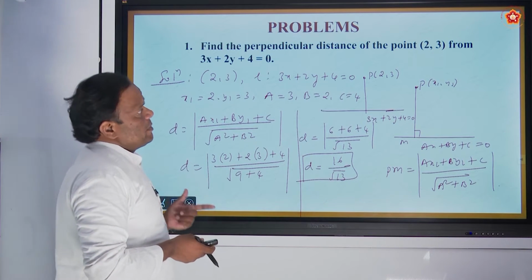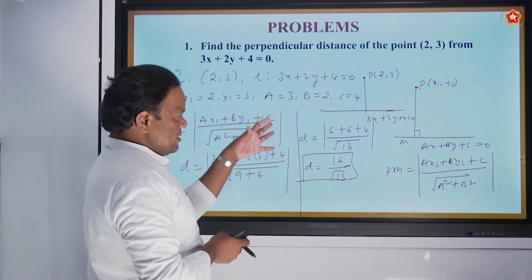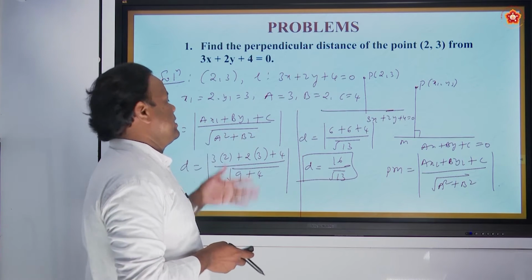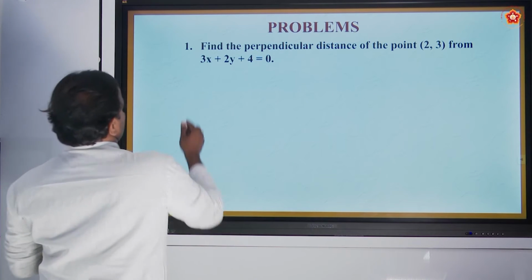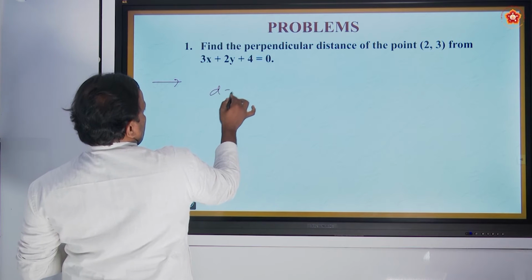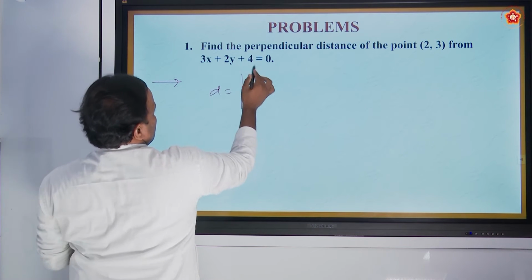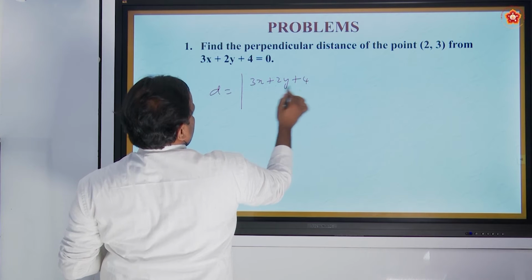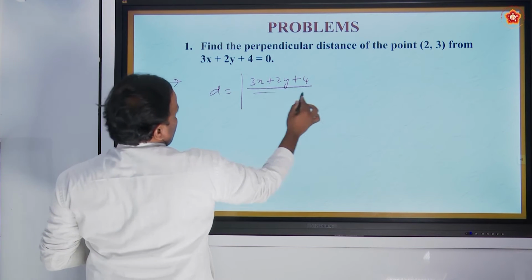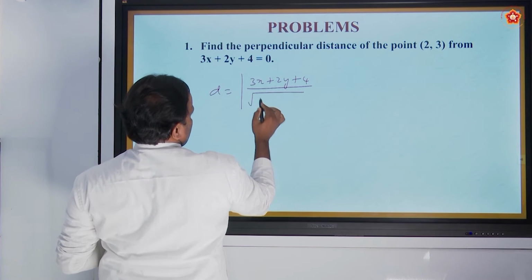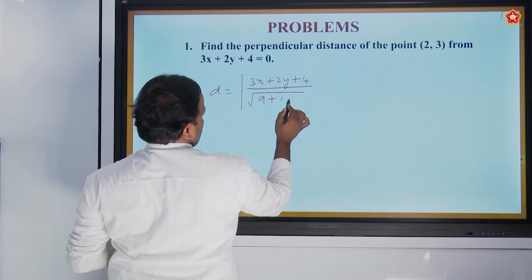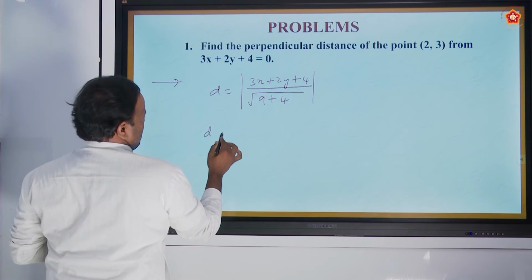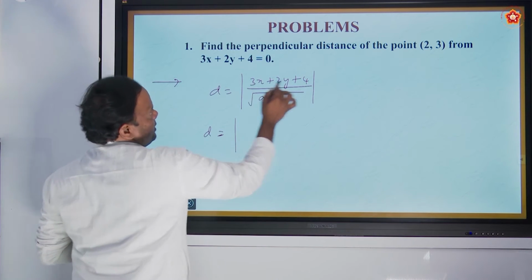Okay, let us see another method, a very shortcut method. For the same problem, directly you write D equal to the equation. What is the given equation, without taking the RHS? 3x plus 2y plus 4, you write here, divided by root of the coefficient of x, which is 3, 3 square is 9, plus the coefficient of y, which is 2, 2 square is 4. Okay, D equal to, instead of x and y you write the point here.